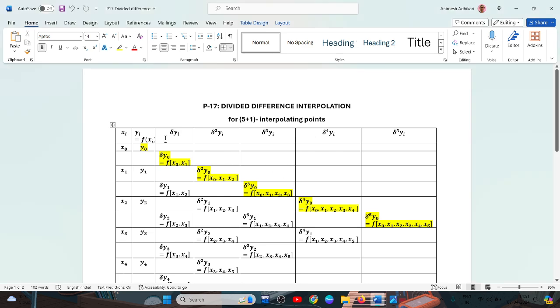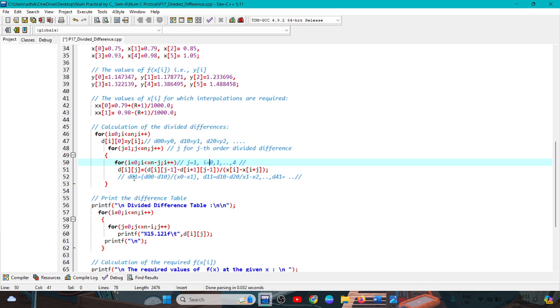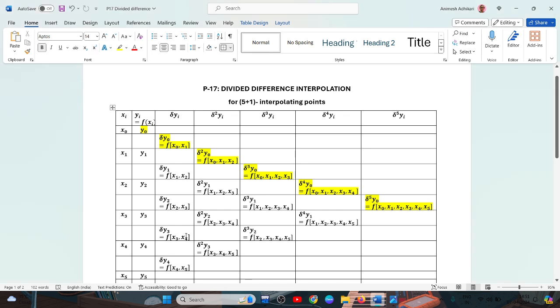So when j equal to 1 and i runs from 0 to 4, from the divided difference table, we get the first order differences: delta y0, delta y1, delta y2, delta y3, delta y4. So delta y0 is equal to d01, delta y1 is d11. The second index stands for the first order divided difference, and so delta y4 is d41, the first order divided difference.